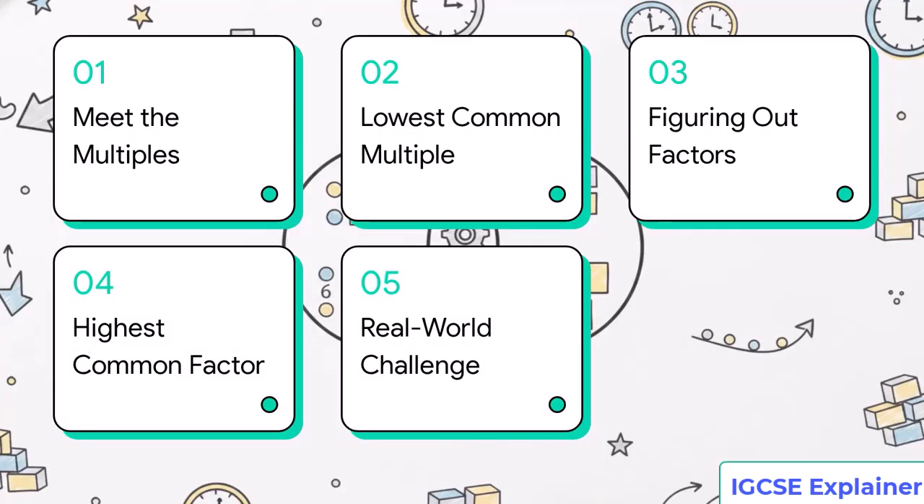Okay, here is our roadmap for today. We'll start by meeting the multiples, then move right into the lowest common multiple. After that, we'll figure out factors, explore the highest common factor, and then for the fun part, we'll put it all to the test with a real-world math challenge. Let's get right into it.